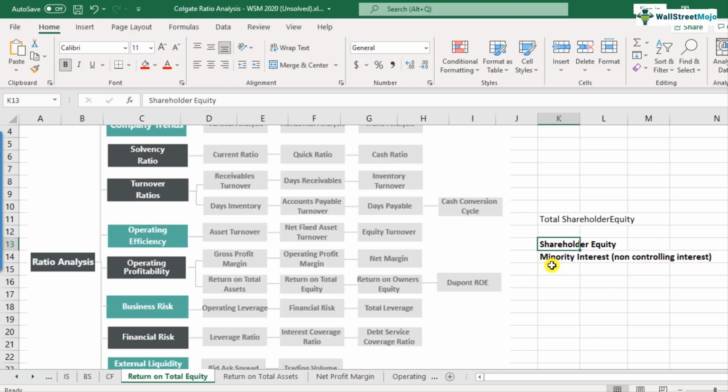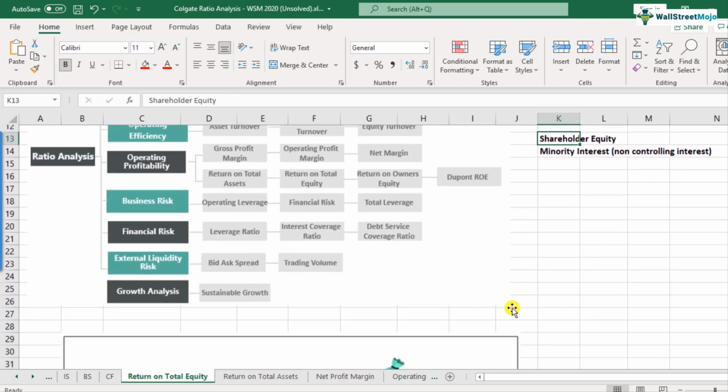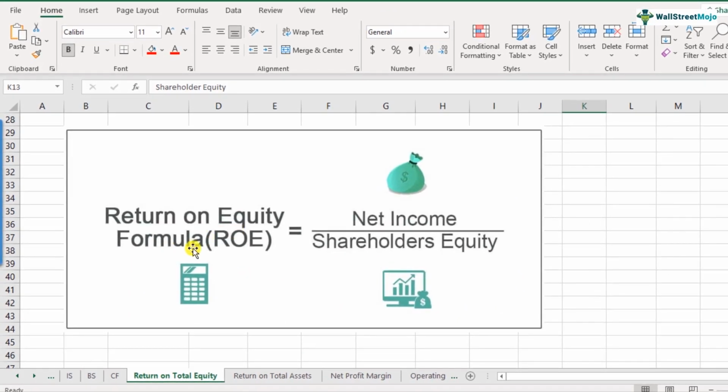We'll be doing this example in Colgate, because Colgate does have this kind of setup where they have this non-controlling interest. So we'll look at how it is calculated in that context. But for example's sake, let's assume a very simple one. And here is the formula first. Return on equity is basically net income divided by your shareholders' equity.